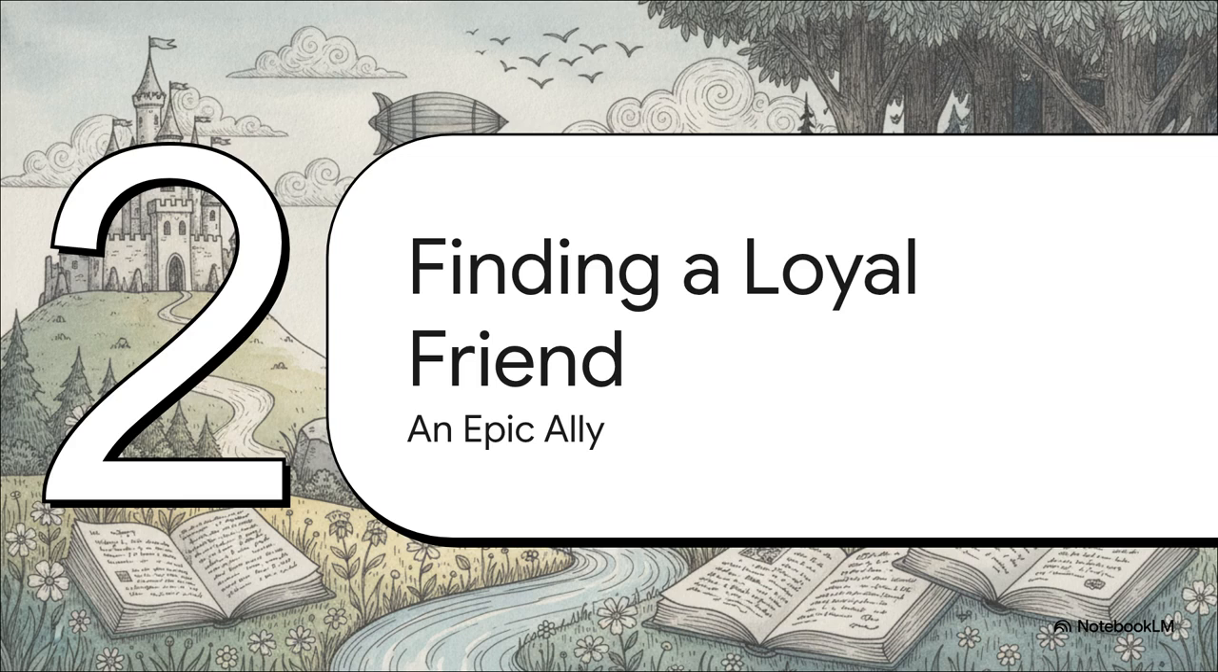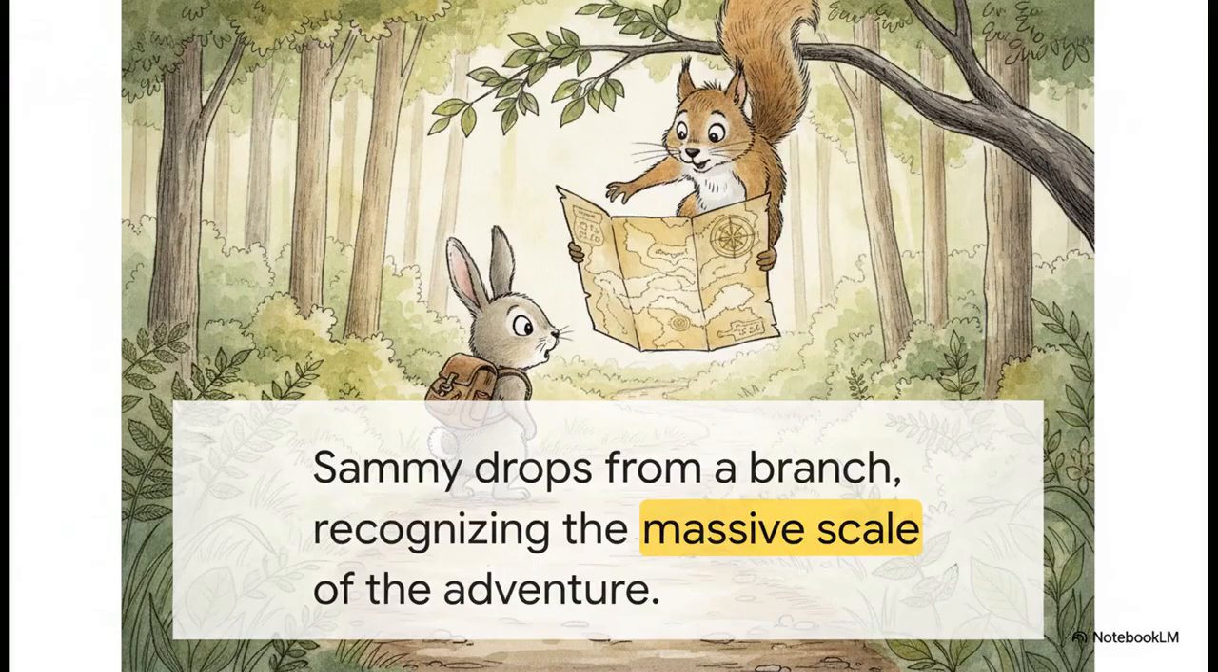Which brings us to part 2, finding a loyal friend. Our hero formally crosses the threshold and forms an epic alliance. Right as Pip enters the rustling, secretive, whispering woods, he runs into the classic ally archetype. A squirrel named Sammy literally drops down from a branch and halts him in his tracks.